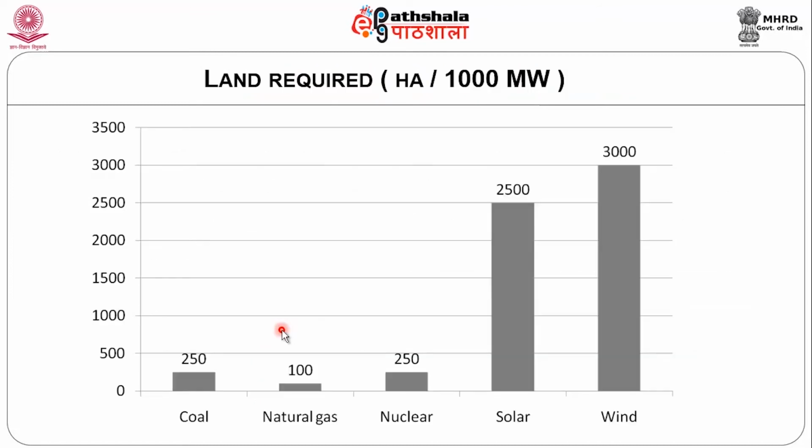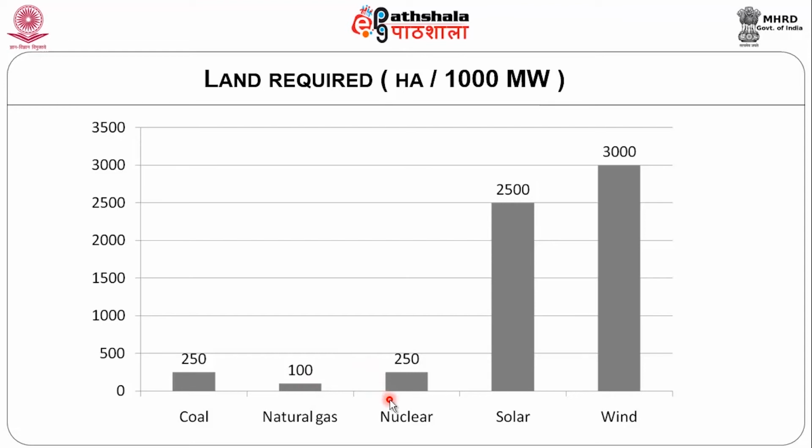Then the land requirement. Generally the land required will be highest for wind power systems. This is given in hectares, for a 1000 megawatt installation. For example, 1000 megawatt of coal based technology requires just 250 hectares of land, whereas natural gas based power plants require about 100 hectares for installation of 1000 megawatt capacity.